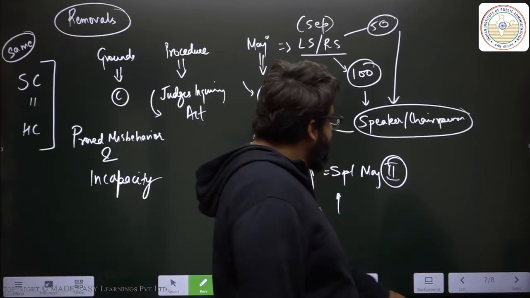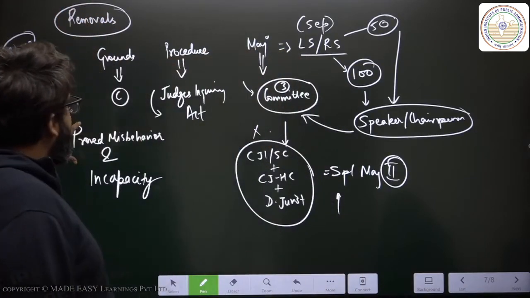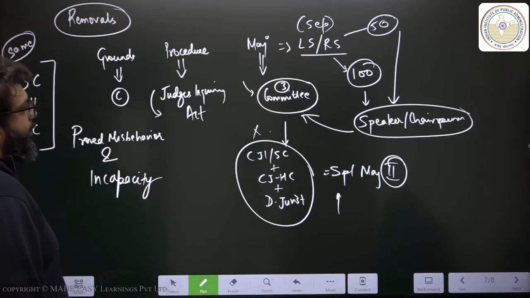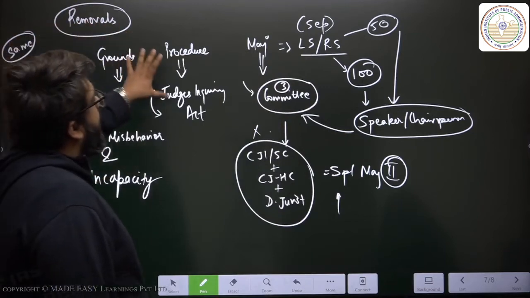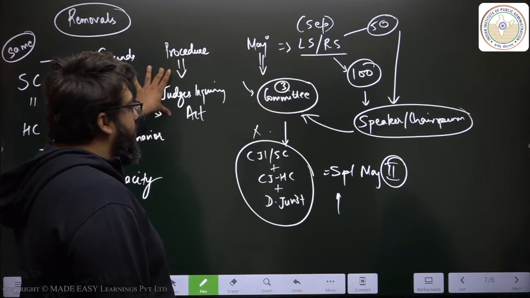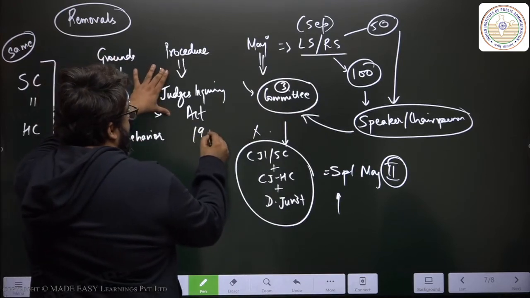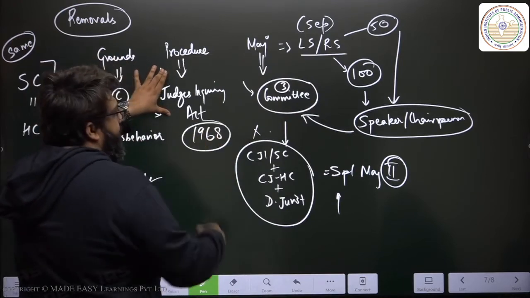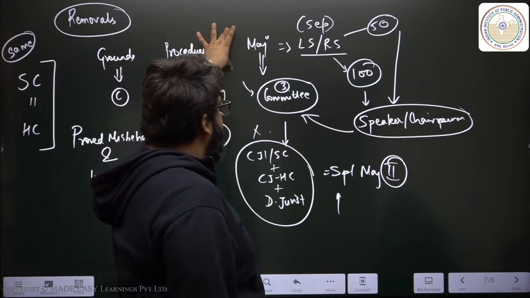I'll quickly revise this with you. Grounds are proved misbehavior and incapacity, exact same grounds for Supreme Court and High Court judges. A detailed procedure is laid down in the Judges Inquiry Act of 1968, in case the year is important to you. You will require a special majority too.